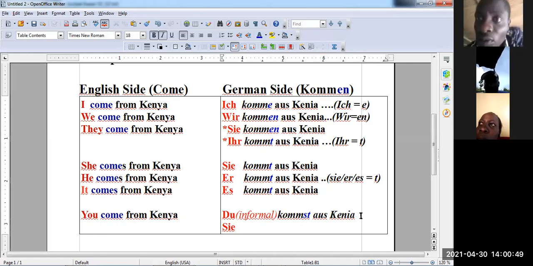So what's the formula? You can even build your formula here. "Aus Kenya" is the same place. Never mind, let's remove it. "Du kommst", and the formula is "du" equals "st" at the end of that verb. That's it. "Du kommst." That's how you pronounce "kommst".